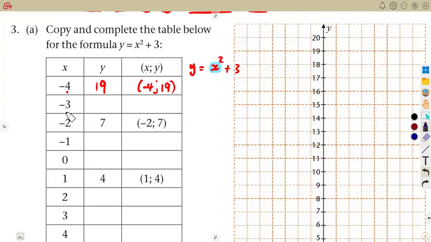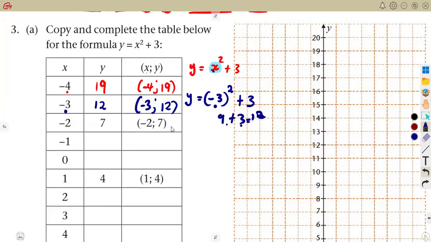Just like what we had before, you are going to do the same thing. When x is minus 3, where x is, you substitute. Open a bracket because there is a square there. Whatever you put there must be raised to the power of 2. Then we add a 3. Minus 3 squared is minus 3 times minus 3, a positive 9, plus 3. 9 plus 3 is 12. So the y value there will be 12. As a point, x is minus 3, and the y value is 12.